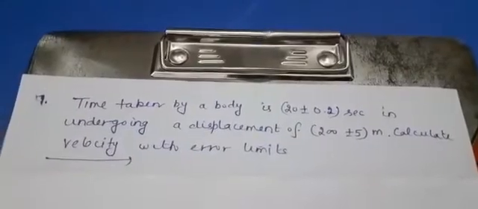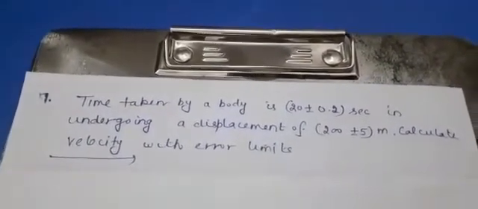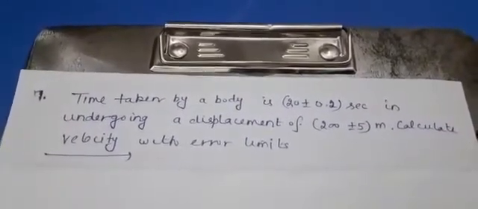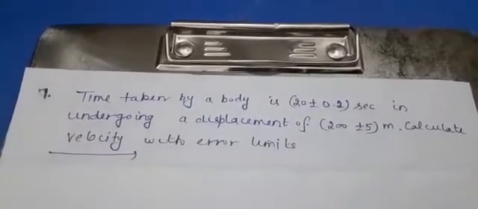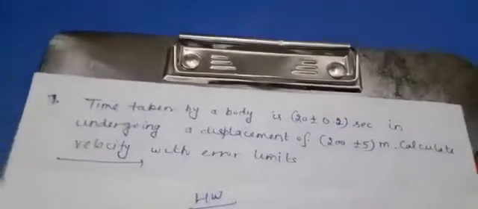Because it is totally based upon division. If you remember, just before it, I did the concept of resistance as voltage per unit current. So in the same way, you have to calculate velocity here with error limits. So this will be homework for you people. Now coming to the next numerical.